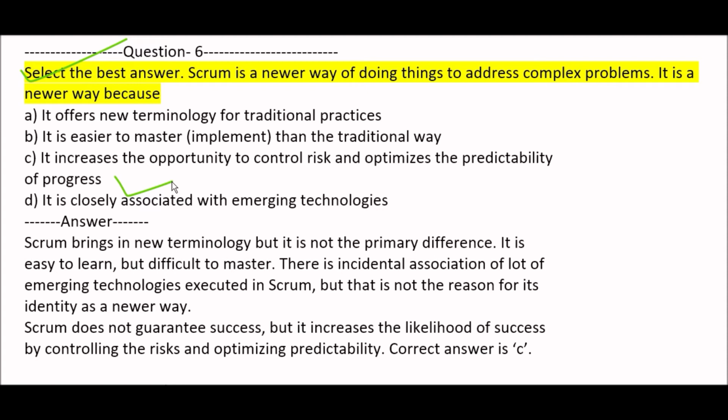Scrum does not guarantee success, but it increases the likelihood of success by controlling the risks and optimizing predictability. Okay, so here the right answer is option C. Scrum is a newer way of doing things to address complex problems because it increases the opportunity to control risk and optimizes the predictability of progress.